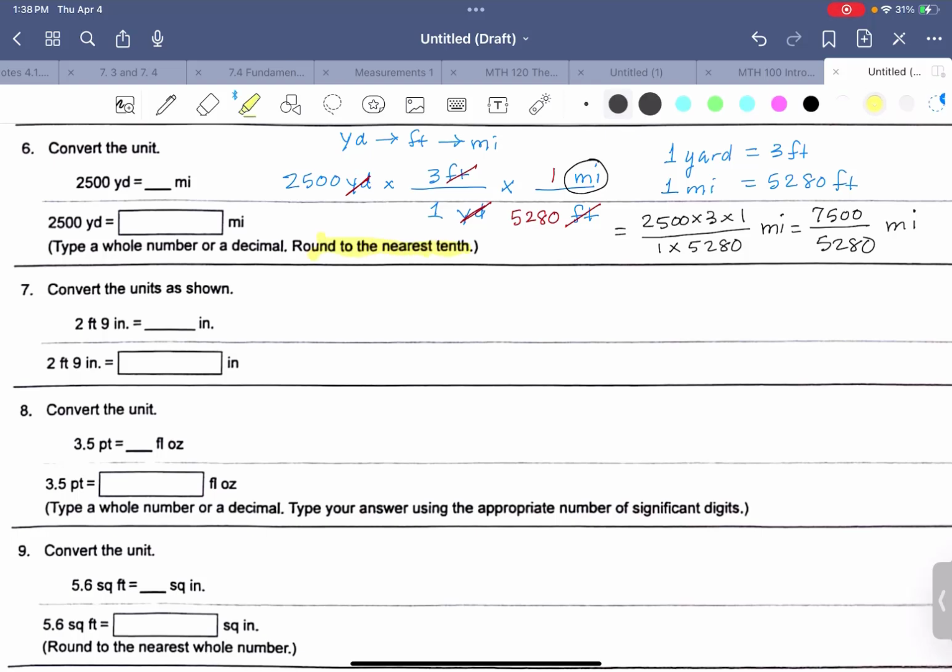It's not going to come out evenly. So 7,500 divided by 5,280 gives me 1.42045, and then some more places, but they only want it to one place, the tenths. So it's 1.4 miles.